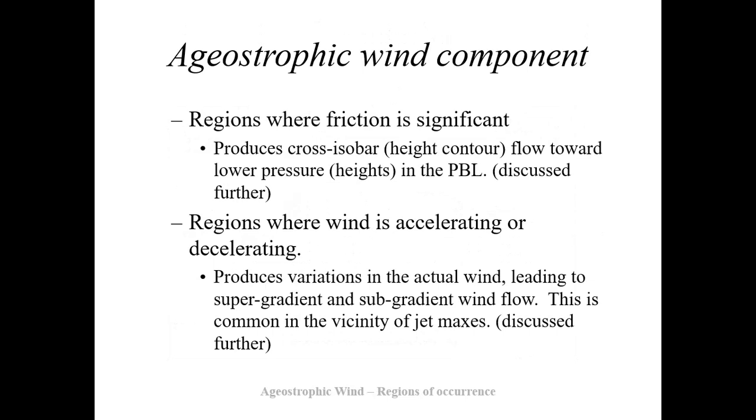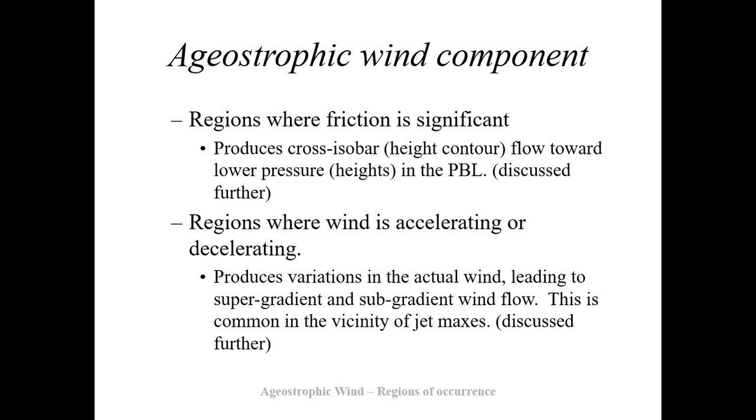And ageostrophic or out of balance wind forces exist in regions where the wind is rapidly accelerating or speeding up, or decelerating or slowing down. This is going to produce variations in the actual wind itself, leading to a super gradient, remember super, faster, higher wind speeds, and subgradient wind flow, sub meaning lower.